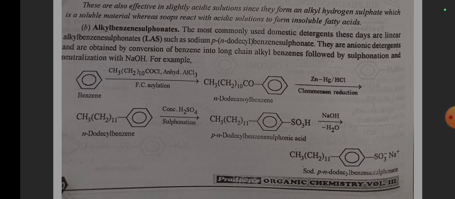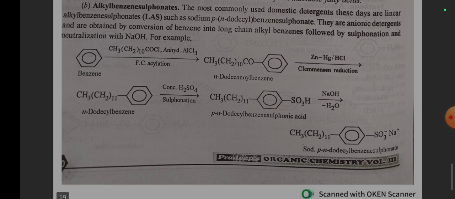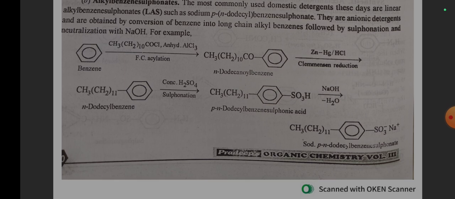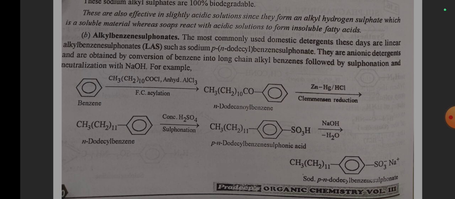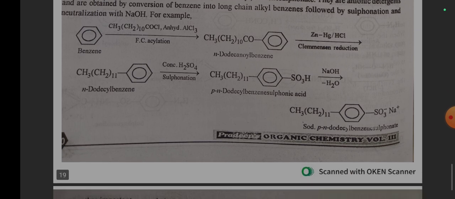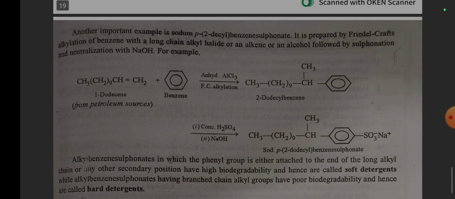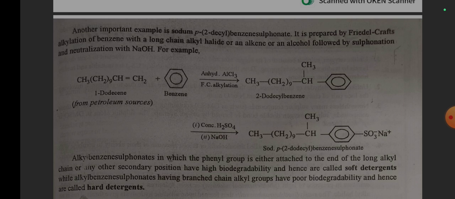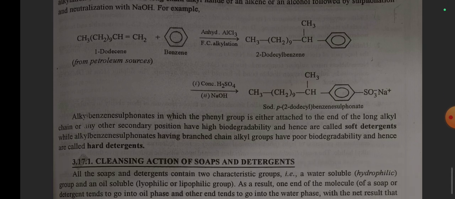B. Alkyl benzene sulfonates. The most commonly used domestic detergents these days are linear alkyl benzene sulfonates such as sodium dodecylbenzene sulfonate. These are anionic detergents and are obtained by conversion of benzene into long chain alkyl benzenes followed by sulfonation and neutralization with NaOH. It is prepared by Friedel-Crafts alkylation of benzene with a long chain alkyl halide or an alkene or an alcohol followed by sulfonation and neutralization with NaOH.